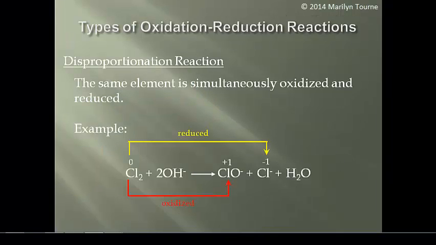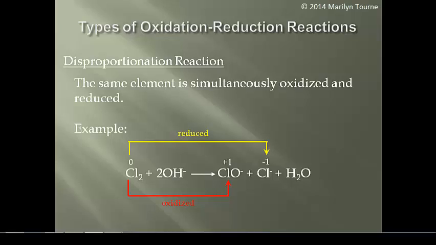The last type of redox reaction I'm going to talk about is called the disproportionation reaction. We went over this in class briefly. Basically, it's a reaction where the same element is being simultaneously oxidized and reduced. For example, in the reaction below, chlorine is being oxidized and reduced.